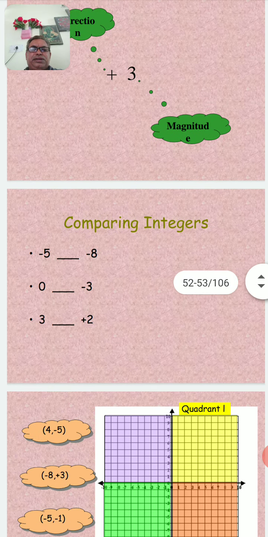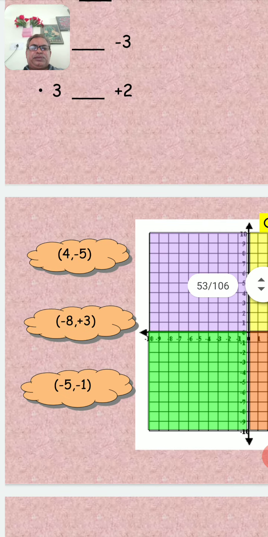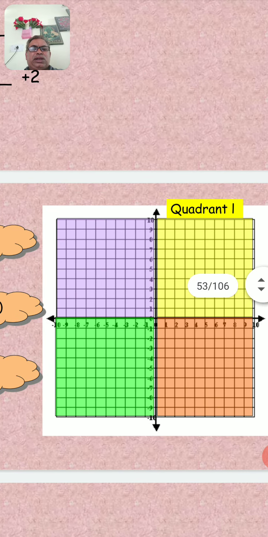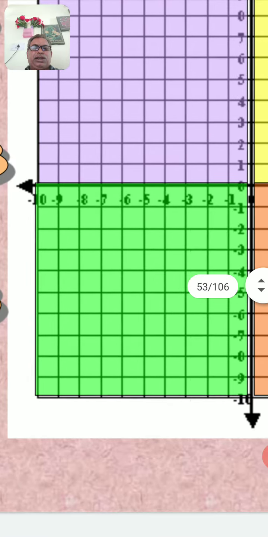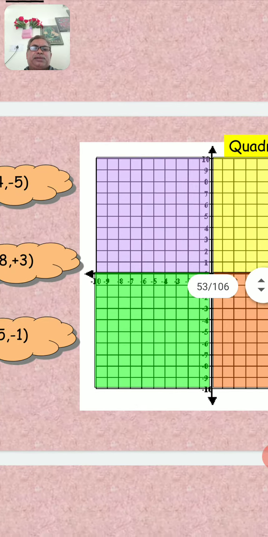Comparing integers, who is greater? Tell me. Minus 5, minus 8, 0, minus 3, 3, 2, who is greater? Now you can see here on the graph, in this quadrant we have used the integers. All of them are integers on the graph.